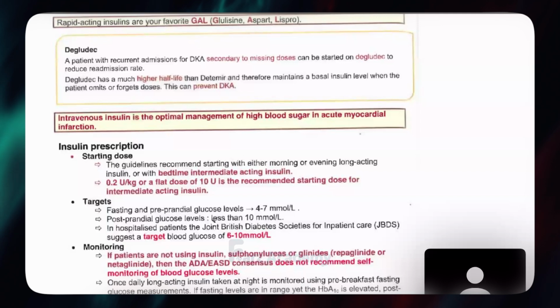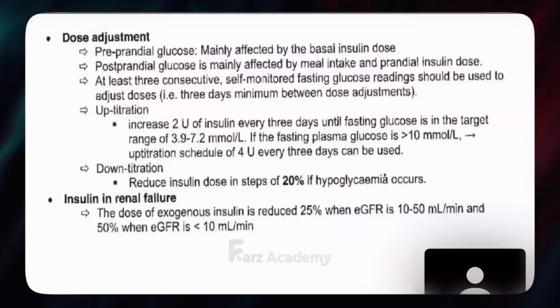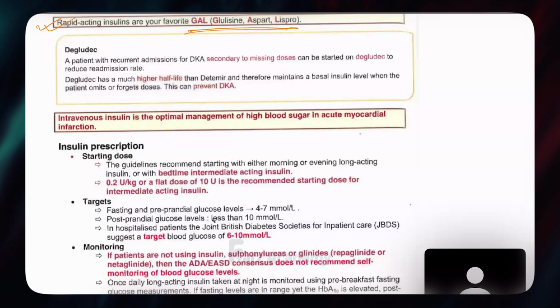So this is basically a mnemonic, nothing else. You can remember it: Glargine, Glulisine, Aspart, Lispro. At bedtime, we can use intermediate acting insulin, or in the evening, you can use a long acting insulin. That is glargine. You can use a flat dose of 10 units and gradually increase it: 12, 15, 20 units, something like that.